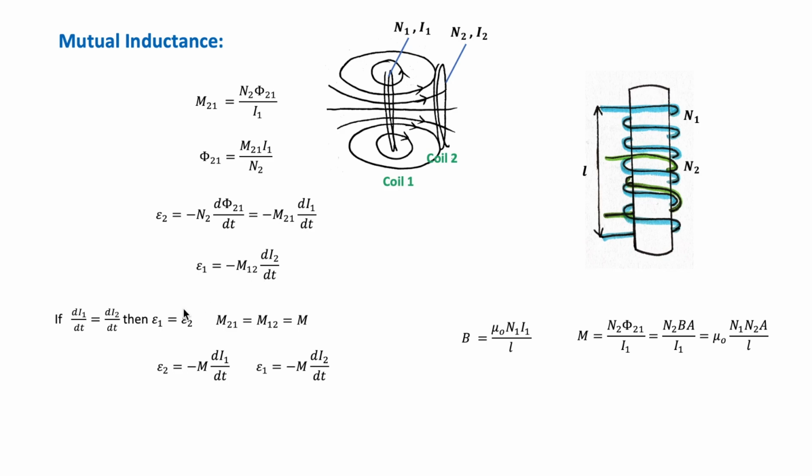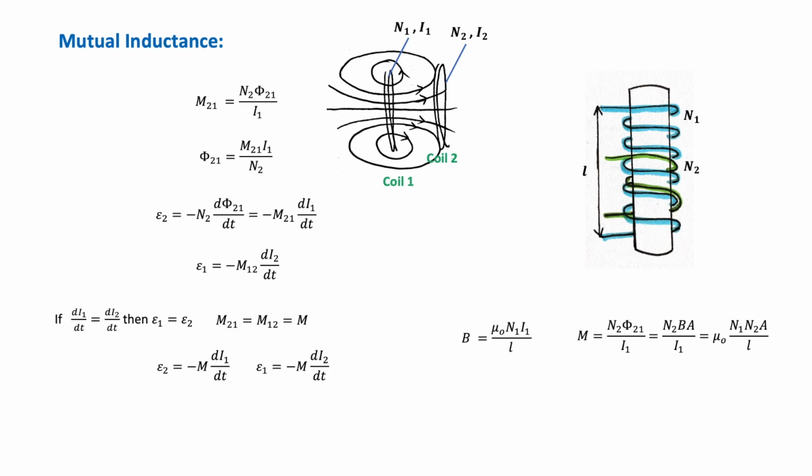So the electromotive force induced in one coil is proportional to the rate of current change in the other coil. So if dI1 over dt is equal to dI2 over dt, then E1 is equal to E2, okay? And also it can be shown that M21 is equal to M12 is equal to M. And so we may write E2 and E1 in this form.